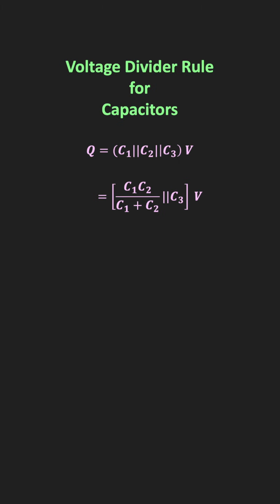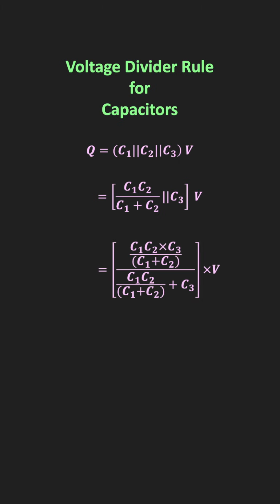If we further simplify it, it can be written like this. In the numerator, we will have C1 C2 divided by C1 plus C2 times C3, and in the denominator, we will have C1 C2 divided by C1 plus C2 plus C3, and once again it gets multiplied by the V volt. Simplifying further, it can be written as C1 times C2 times C3 divided by C1 C2 plus C2 C3 plus C1 C3, times V volt. So that is the net charge supplied by the source.